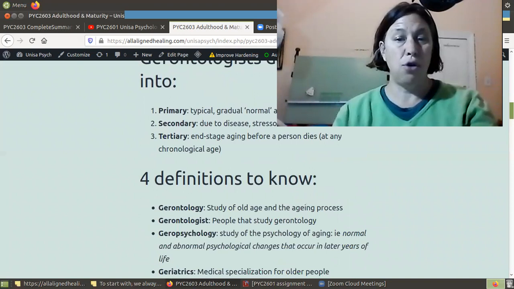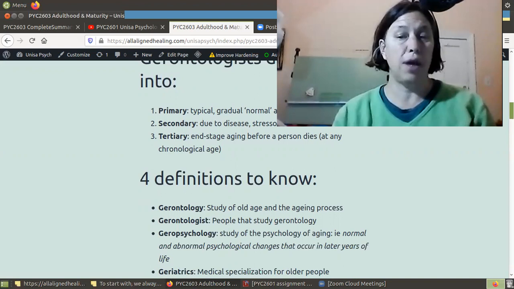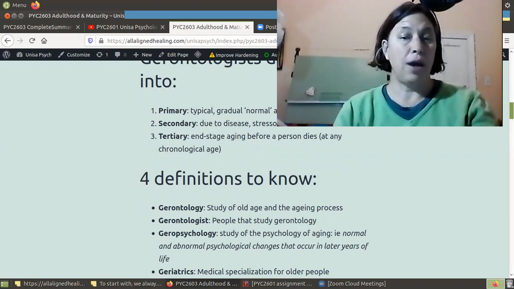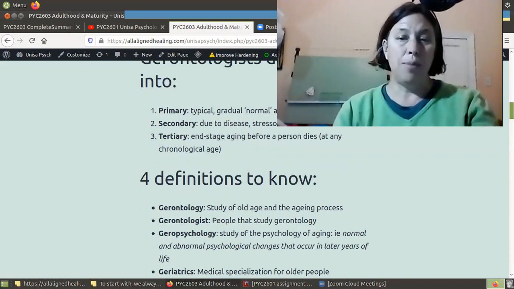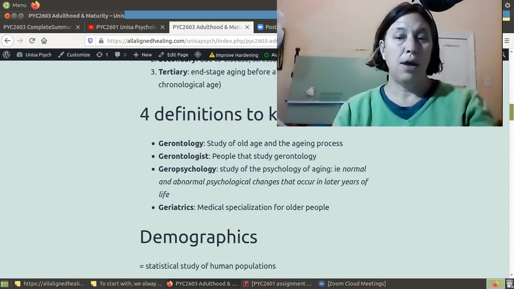Four definitions to know. Gerontology, the study of old age and the aging process, from the word geriatric, gerontology. Gerontologist, a person that studies gerontology. Okay, geropsychology, the study of the psychology of aging, normal and abnormal psychological changes that occur in later stages of life. Geriatrics, medical specialization for older people.